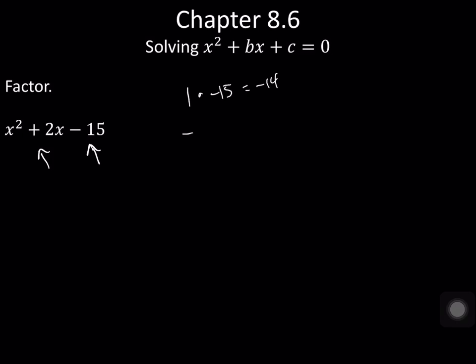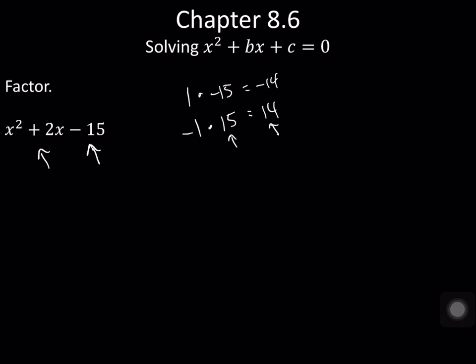So what about a -1 times a 15? Still gives me -15. This time they add together to give me a positive 14. So still not what I need. But notice that my bigger number is positive and my sum is positive. So hint, hint, hint. If I'm trying to get a positive sum, my larger number needs to be positive.